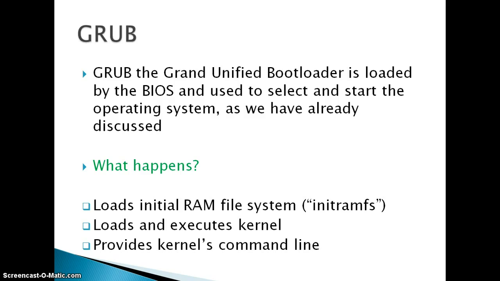Grub is the Grand Unified Bootloader. It selects and starts the operating system. What all happens when the grub process starts? First it initializes the RAM, it loads the kernel, and for the kernel to execute some programs, it provides the command line to the kernel.